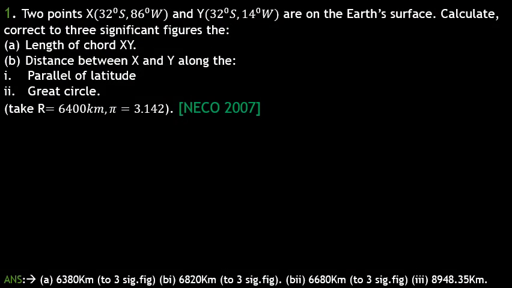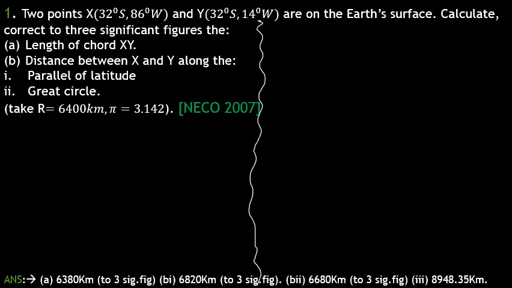The first question says two points, X at 32 degrees south, that's latitude, and longitude 86 degrees west, and point Y at 32 degrees south and 14 degrees west, the longitude, are on the Earth's surface. Calculate, correct to 3 significant figures, the length of chord XY.